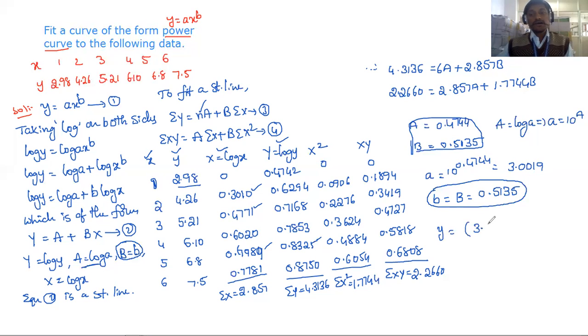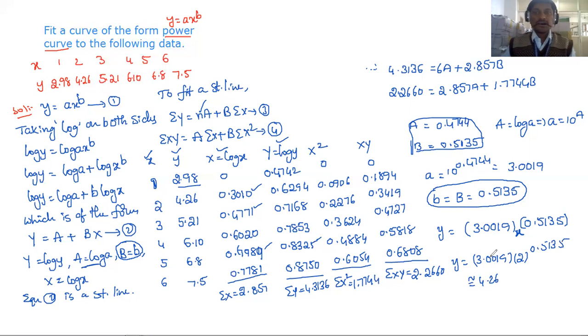Therefore you can substitute these values in the given curve: a is 3.0019 and b is 0.5135, y equals a x power b. You can check these values by substituting different values in place of x. Take x equal to 2: 3.0019 times 2 power 0.5135. You may get approximately 4.26. Then you can say that your values are right. Like that, you can check by taking any value of x.